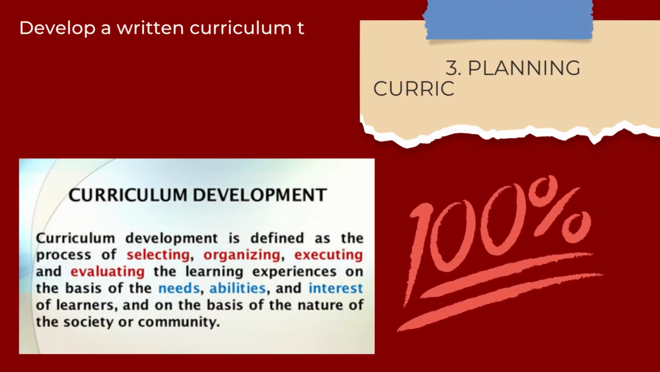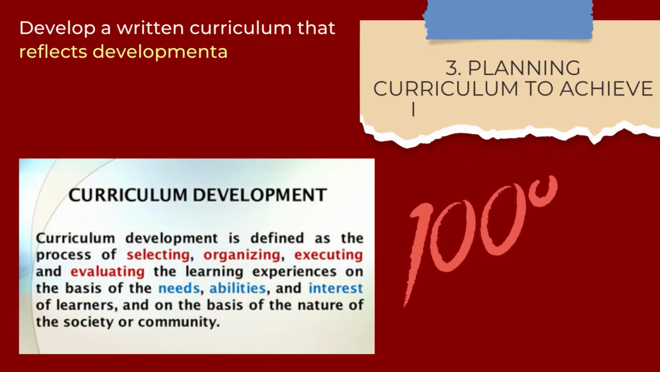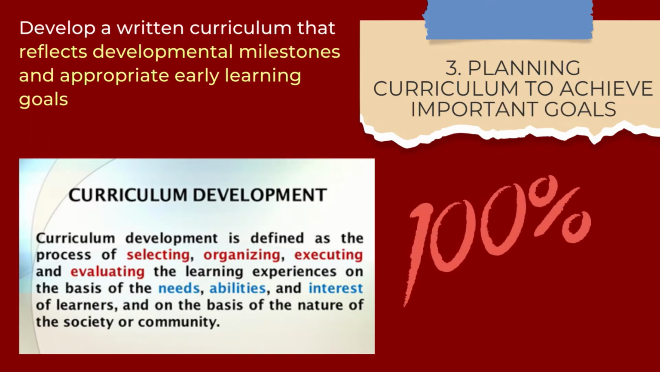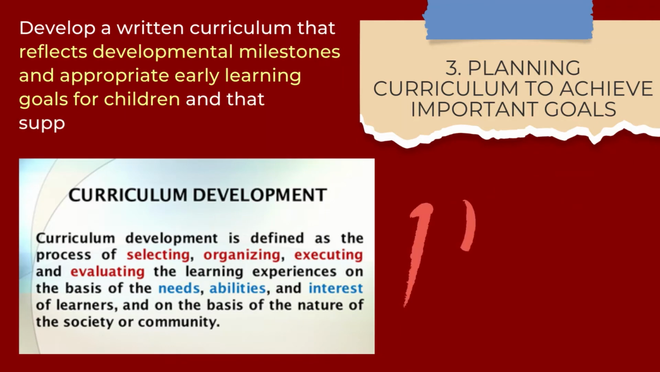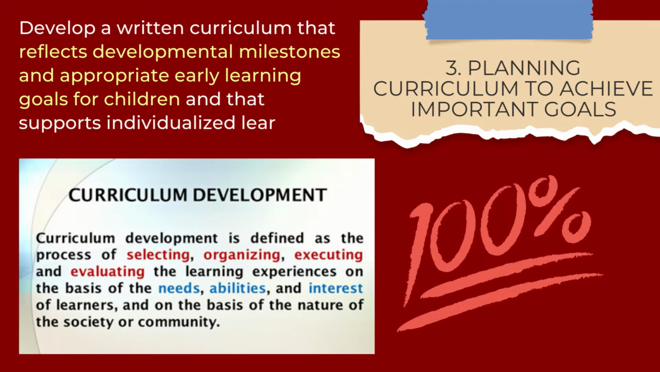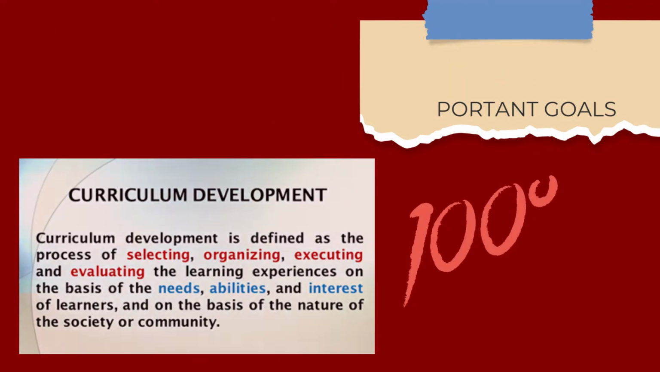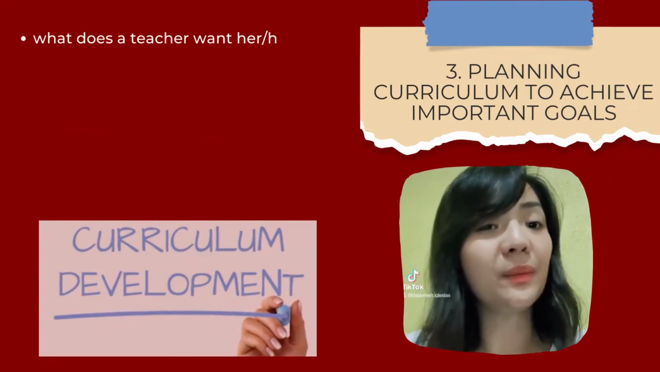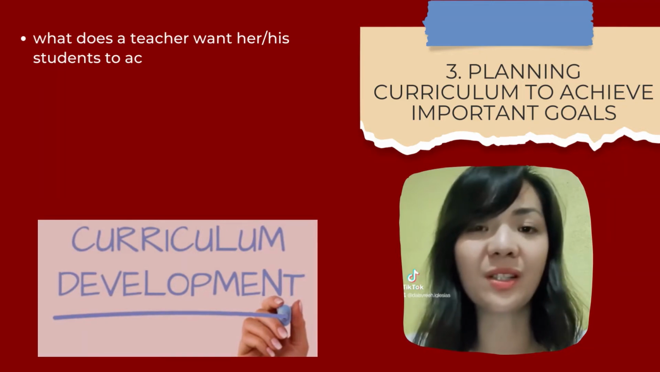Number 3, planning curriculum to achieve important goals. Develop a written curriculum that reflects developmental milestones and appropriate early learning goals for children, and that supports individualized learning. To do this, a teacher will likely create a curriculum by thinking about the end result first.